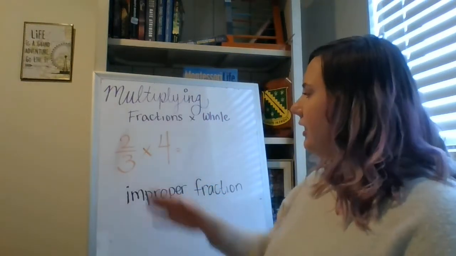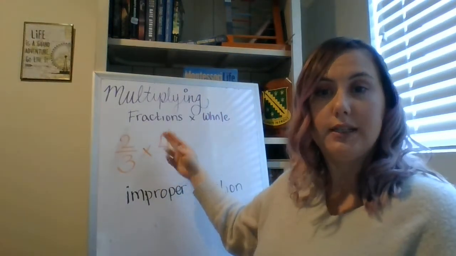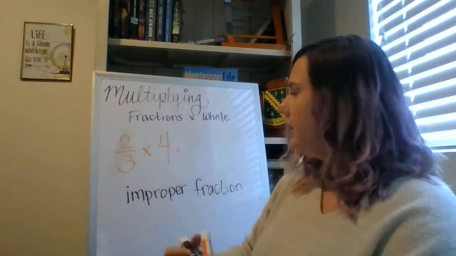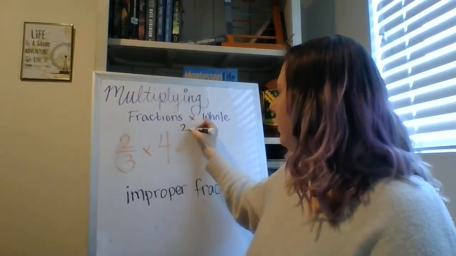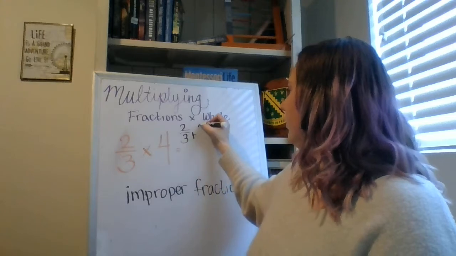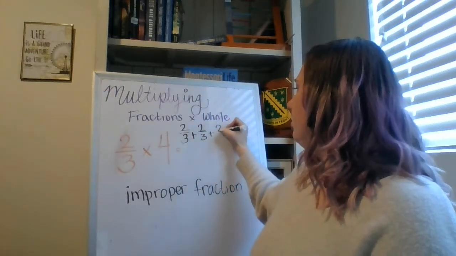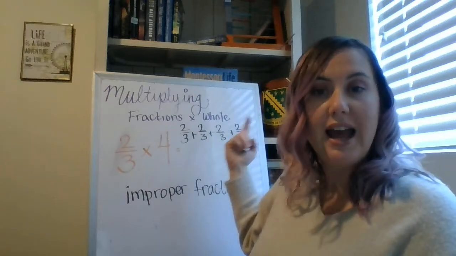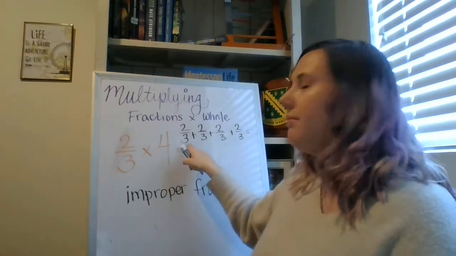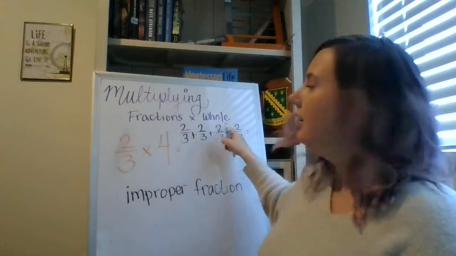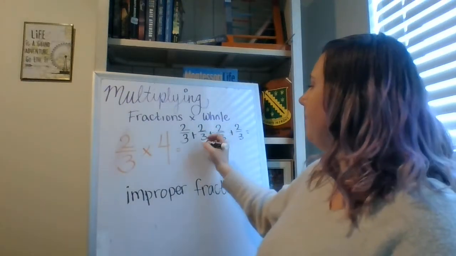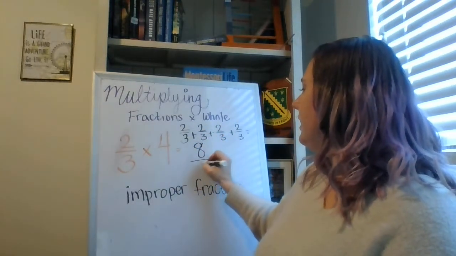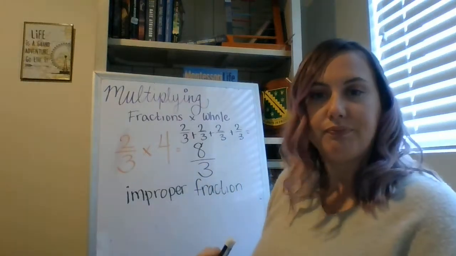Remember, with multiplication, 2/3 times 4 is simply 2/3 4 times. You could write it out. 2/3, 2/3, 2/3, 2/3. Remember, when we add fractions with the same denominator, we only add the numerator. So 2, 4, 6, 8. Our answer is 8 in the family of 3.